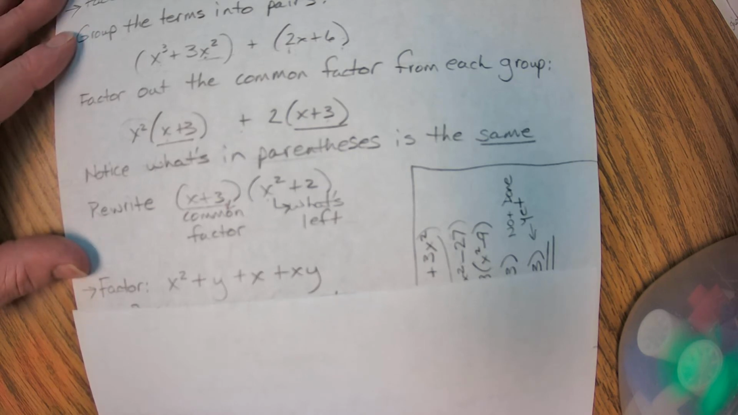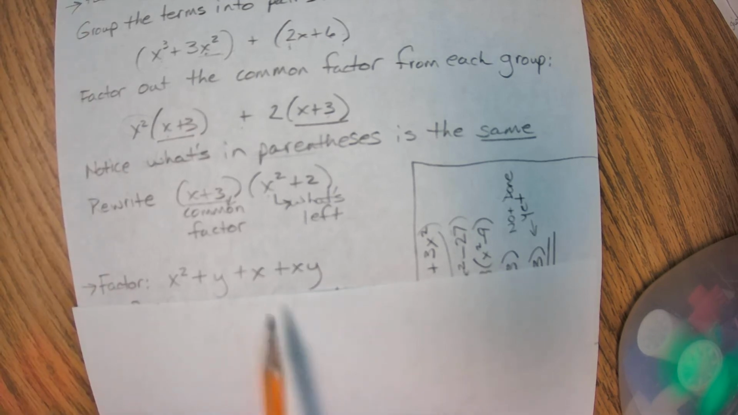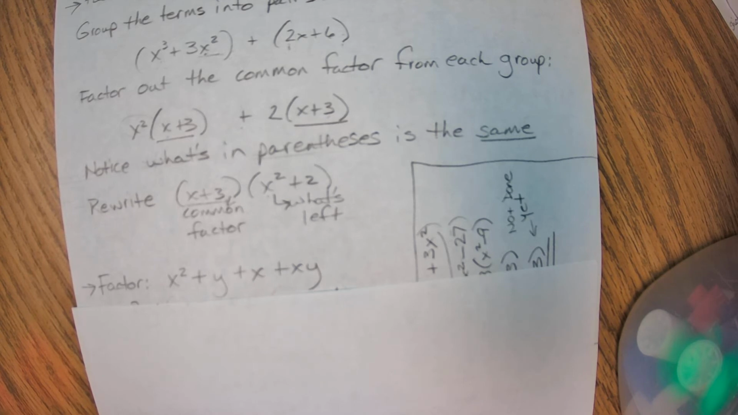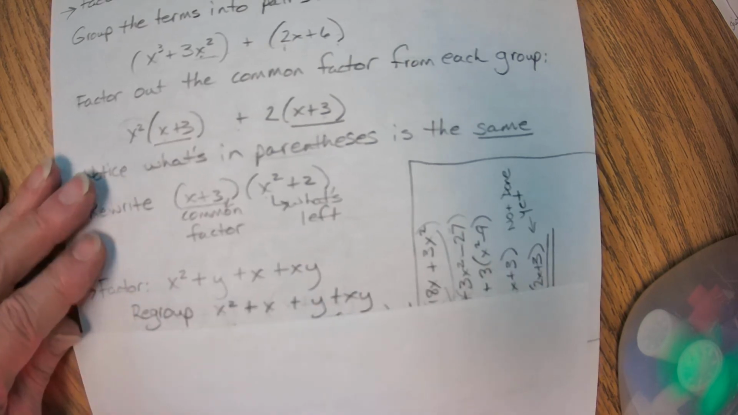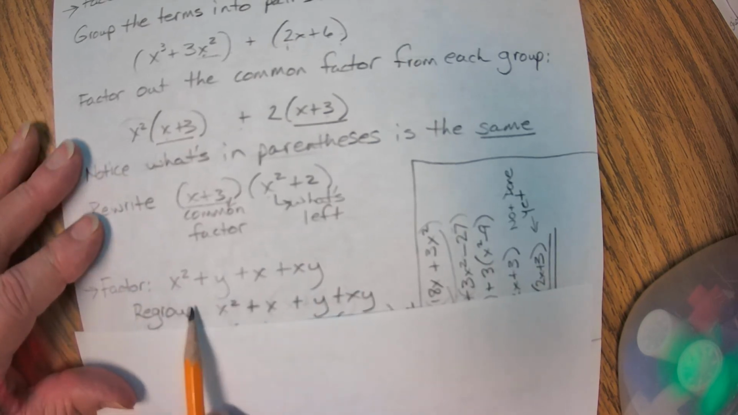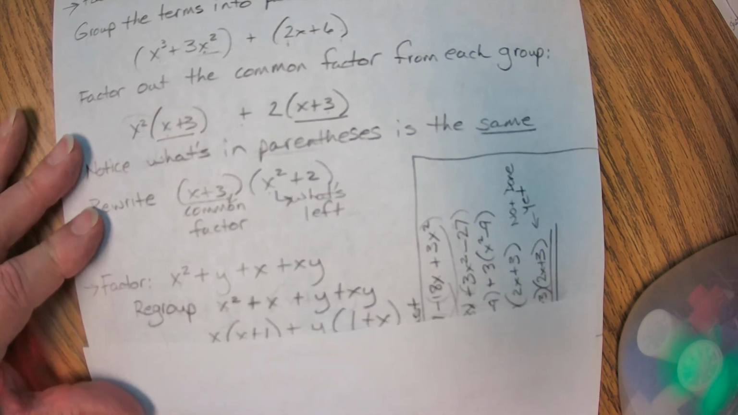Okay, let's look at this one. Sometimes you have to rewrite it so that you're regrouped a little bit. So I'm going to regroup so that I have these two together and then these two at the end. So rewriting, I have x squared plus x plus y plus x times y.